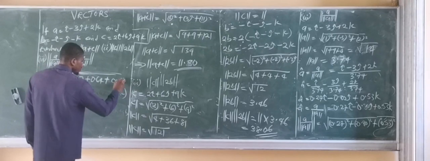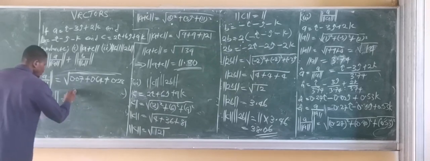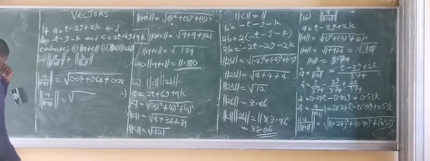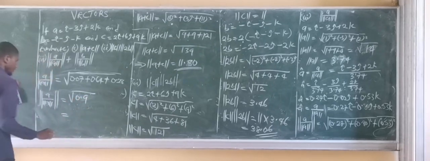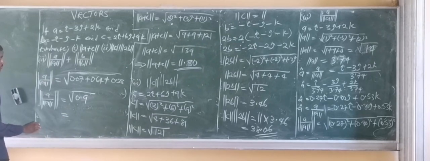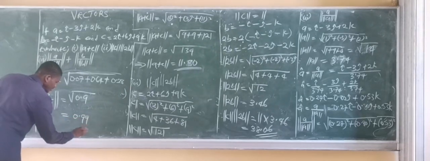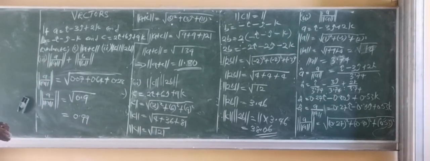That's 0.28. So the magnitude is equal to the square root of 0.07 plus 0.64 plus 0.28, which is 0.99. So find the square root for me: 0.99. So that is for A, the magnitude of the unit vector for A.